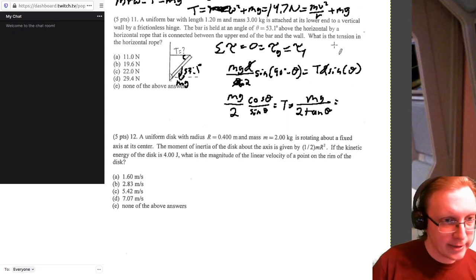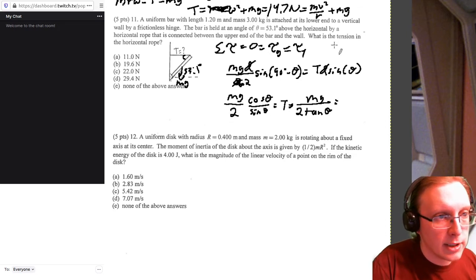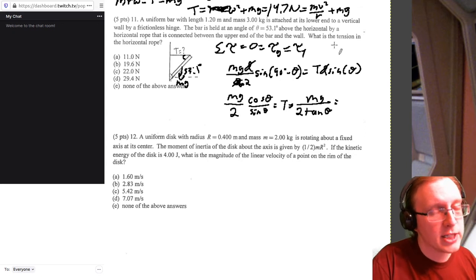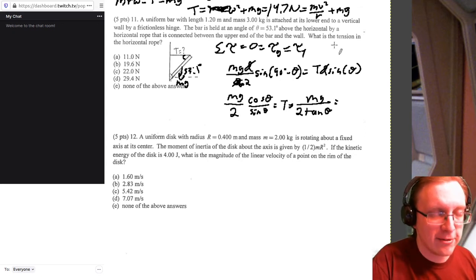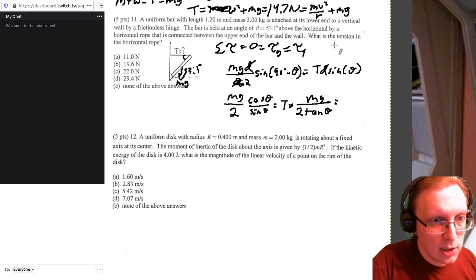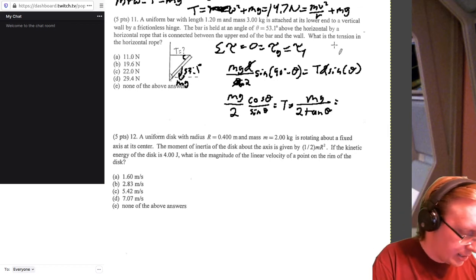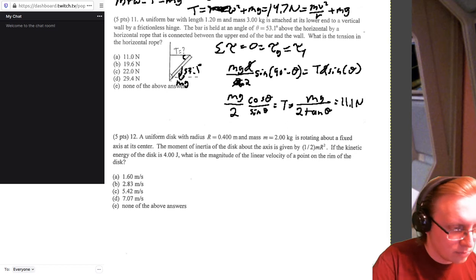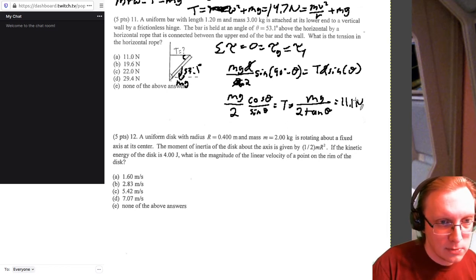Punching that into our trusty calculator. M is 3. Don't care what the length of the stick is. The length has been provided for your convenience to have a number. Moving on. 9.8 divided by 2 tangent of the angle provided, 53.1. Execute. 11.1 newtons. 11.0 newtons.